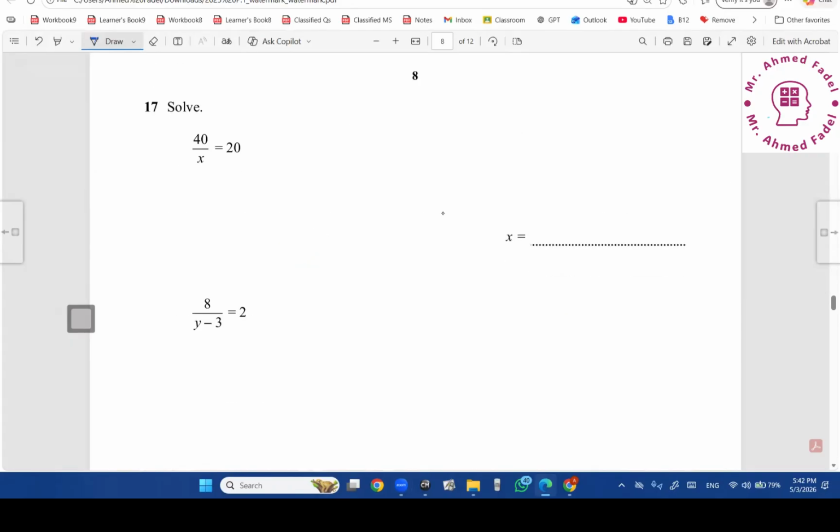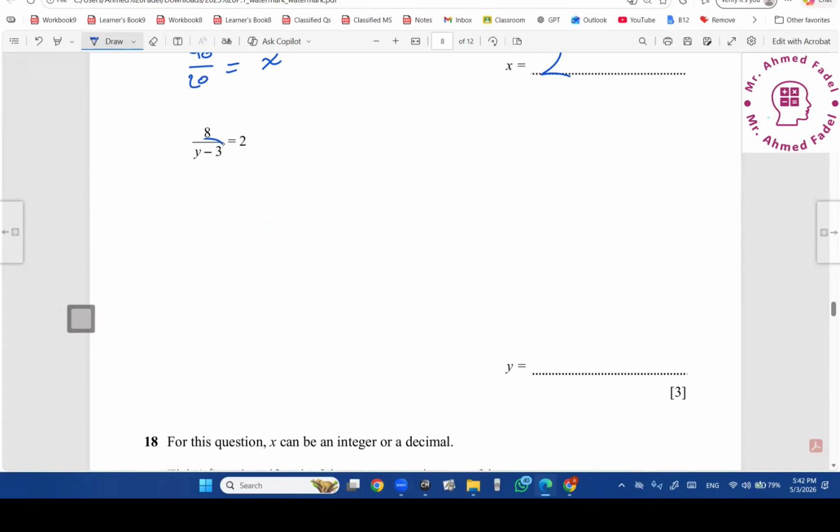You shouldn't actually think about this. 40 divided by 2 is 20. You want to do it? Fine. 40 equals 20x. You send the 20 to the other side by division. So x equals 40 over 20, which is just 2.